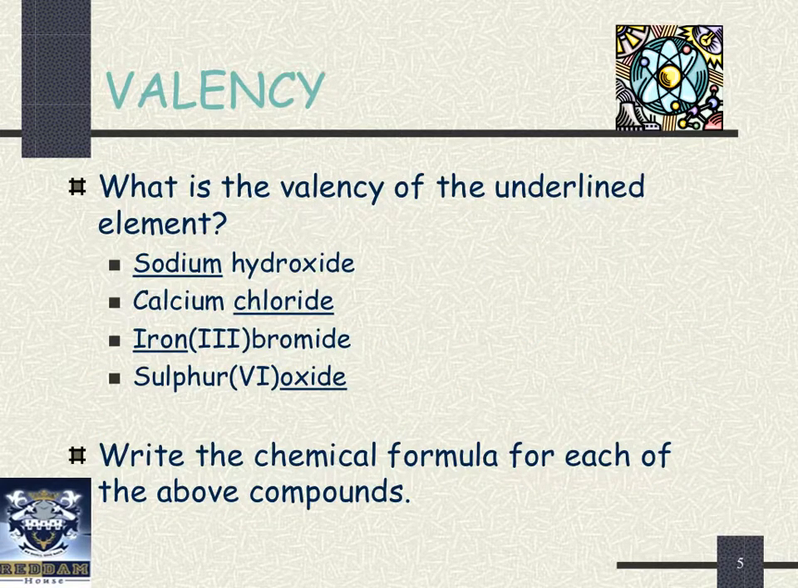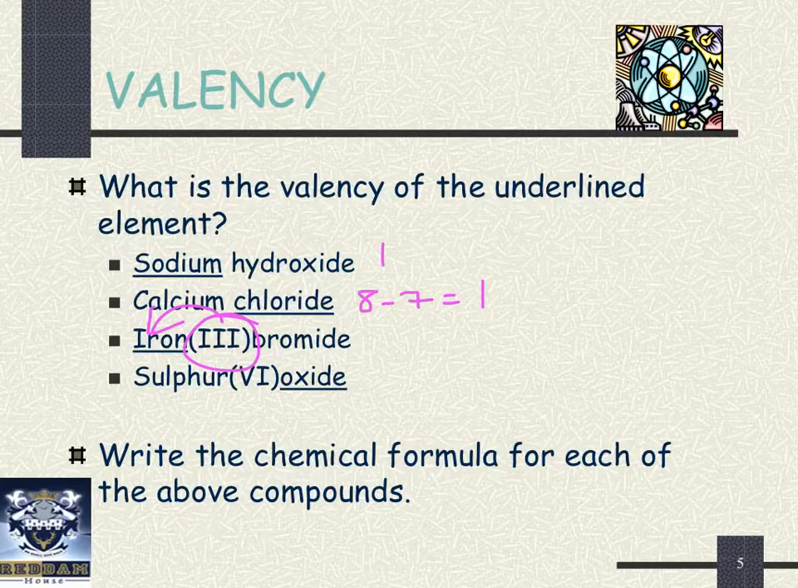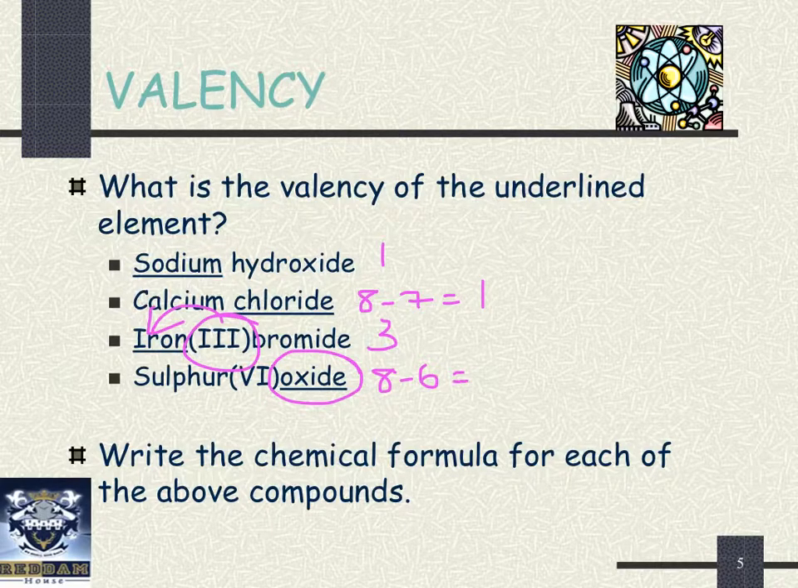So what is the valency of the underlined element? Sodium is in group 1, so its valency will be 1. Calcium chloride, chlorine is in group 7. 8 minus 7 is equal to 1. Iron(III) bromide, that tells me the valency of the element in front of it, 3. Sulfur(IV) oxide, oxygen is in group 6. 8 minus 6, valency 2.